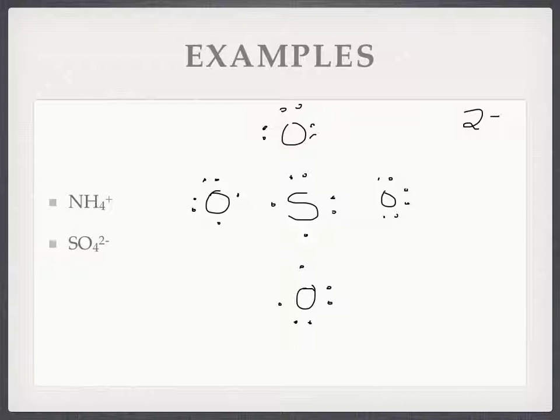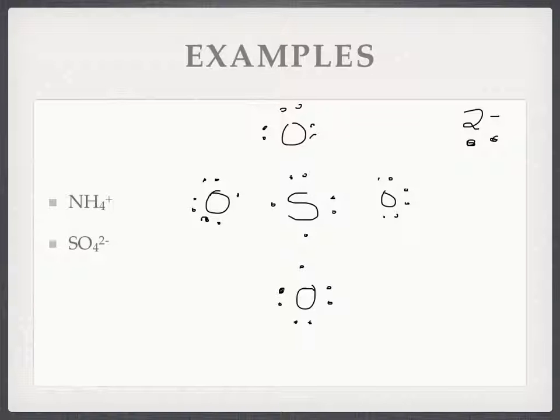So let's take a look at another example, and this is SO4 2 minus. 2 minus means we've got two extra electrons. And we're going to distribute those around. I've set this up already and moved some electrons around. You can see that all the oxygens and the sulfur have 6 electrons right now. So let's take one of these electrons and give it to this oxygen right here. And then on the bottom, let's give it to this one right down there.